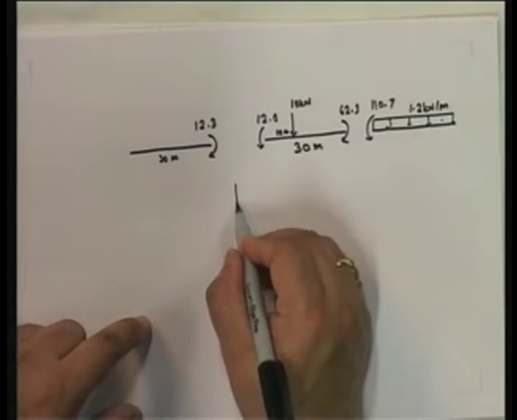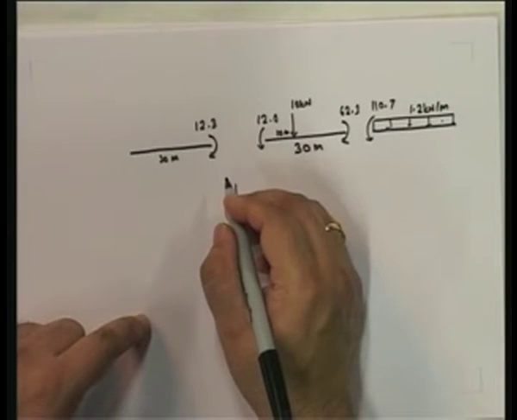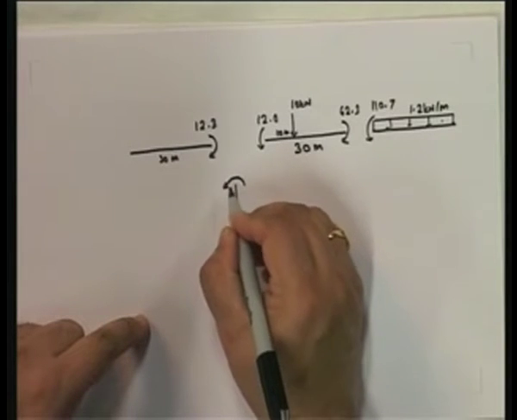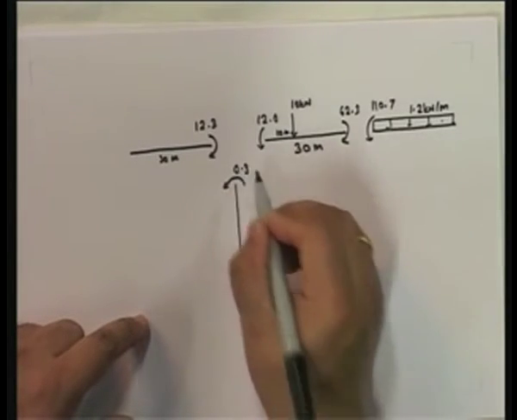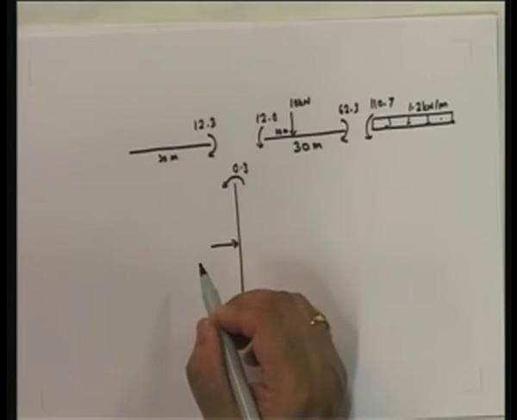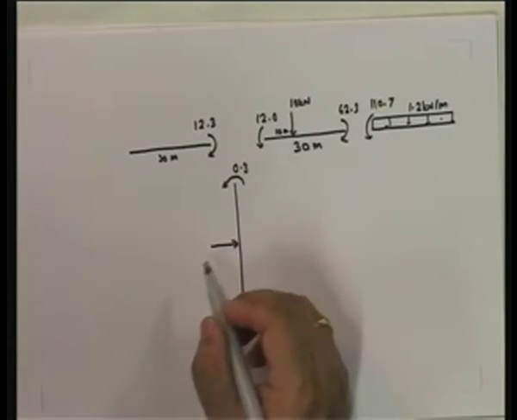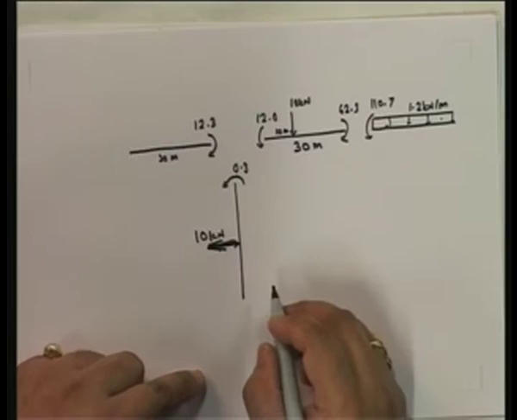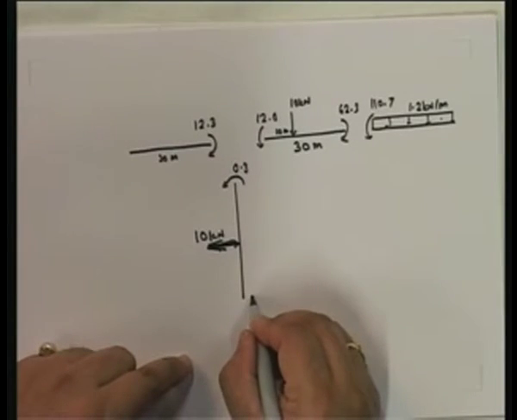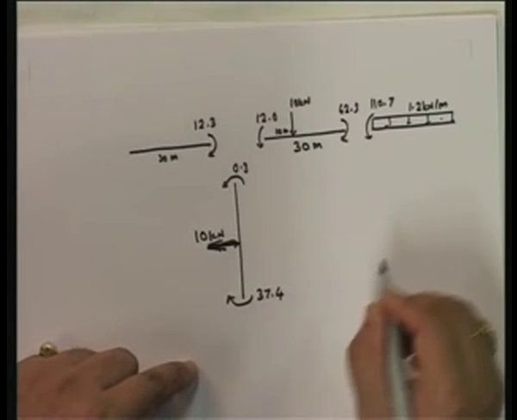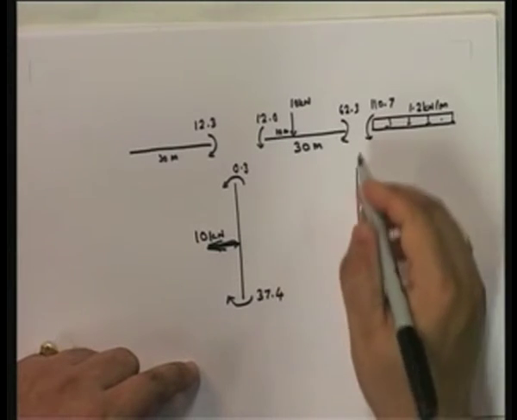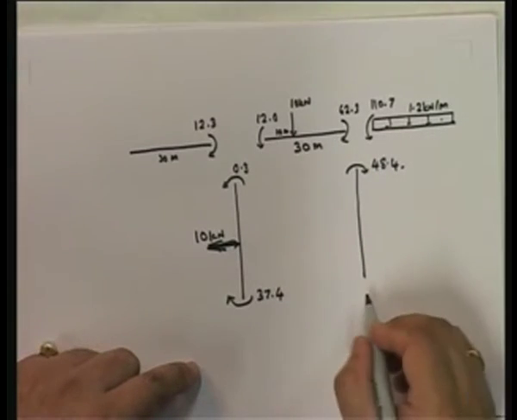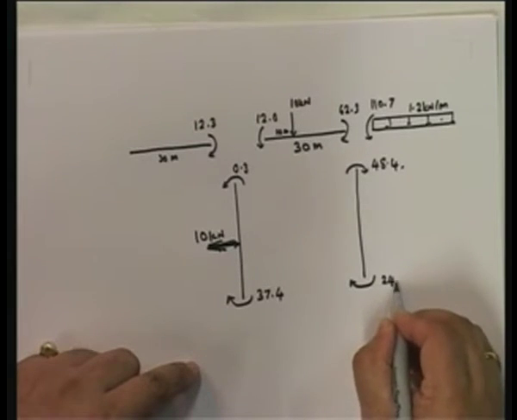Okay, and then we have BE. BE over here is equal to 0.3, and the applied load is how much? 10. So this is 10 in this direction. Okay, then EB is equal to 37.4, and then you have CF is equal to clockwise 48.4, and this is clockwise 24.2.